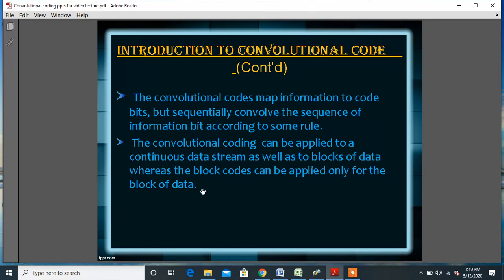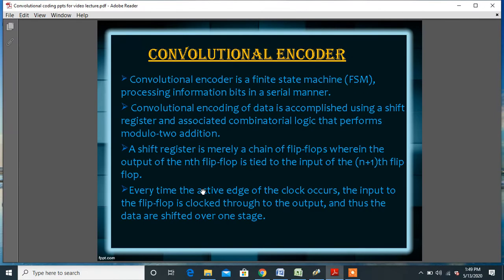Initially, we have studied Hamming codes, which are linear block codes in which we can transmit only blocks of data. Then we studied cyclic codes, which use polynomial generation, and data is transmitted. With convolution codes, we have this benefit: it can transmit streams of data as well as blocks of data.